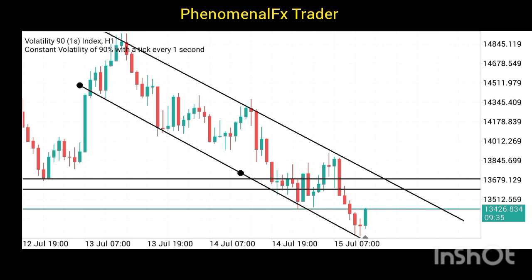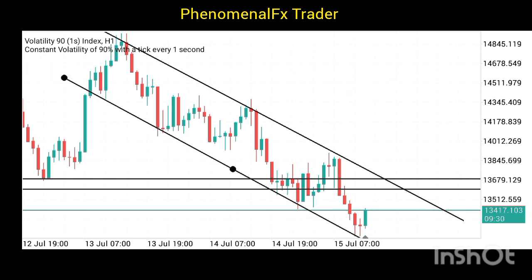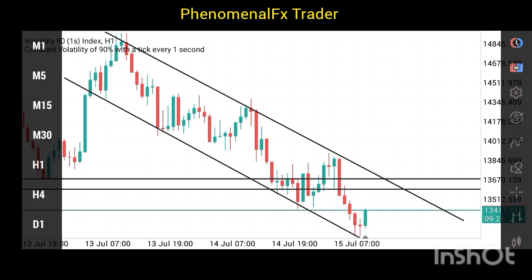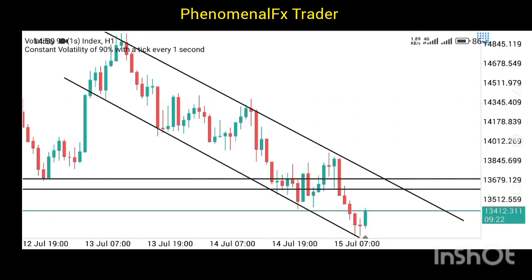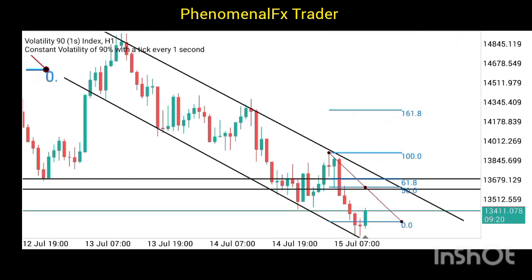And if you look at it closely, you will see that the market is trying to pull back to that zone. Perhaps it wants to sell again from that same zone. So let's pick our Fibonacci retracement tool and try to see something.